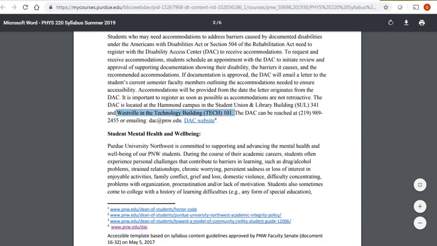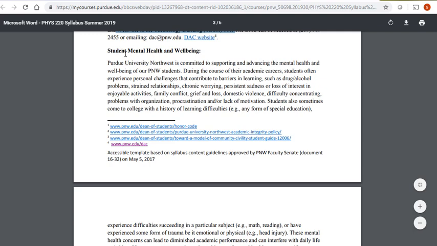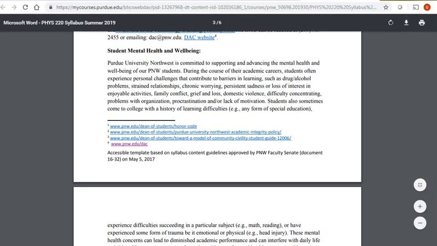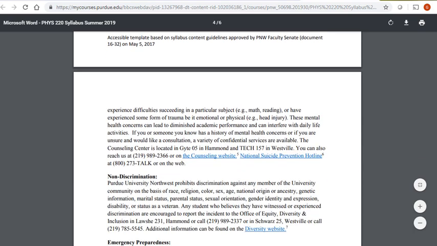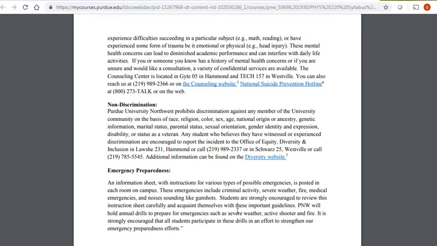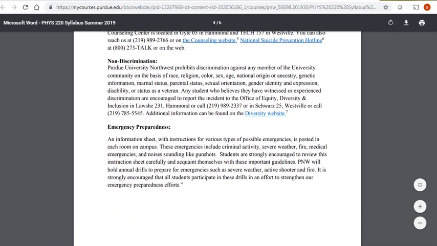Student mental health and well-being, there's some resources available to you there as well. So make sure you read through this student mental health and well-being section, appropriate people to contact, things like that. Okay, and then the contact information is all given there. You can read through the non-discrimination policy as well, appropriate phone numbers and contact information there. Emergency preparedness, you can take a look through that as well. And I'm not sure that we'll have any sort of drills during the summer, but we may, we'll see.